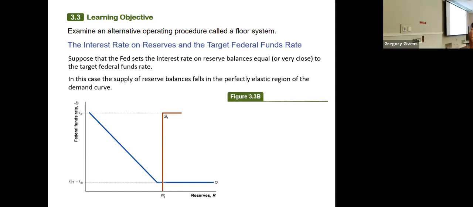Now, given the three major changes that we've just talked about, how is the demand and supply model of bank reserves going to look different relative to the core?